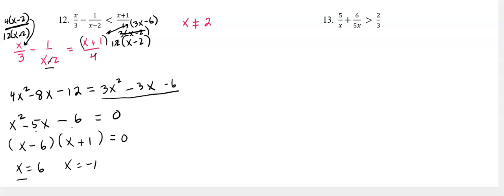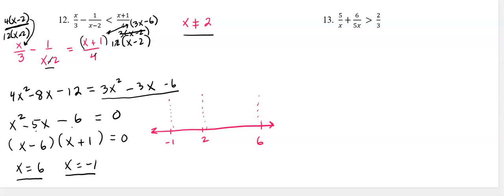So now this is where a little bit of work is going to come in. I'm going to take these three numbers and put them on a number line. Let's see, I'll start just in order, negative 1, 2, and 6. Just think of those three numbers as breaking your number line up into really 4 sections. And you're going to pick one number out of each of the 4 sections to do a test.